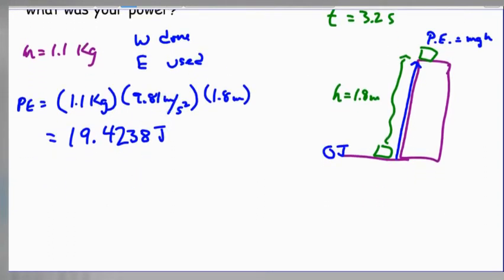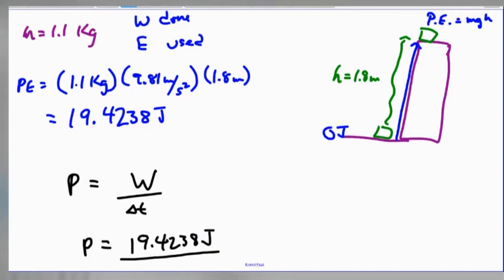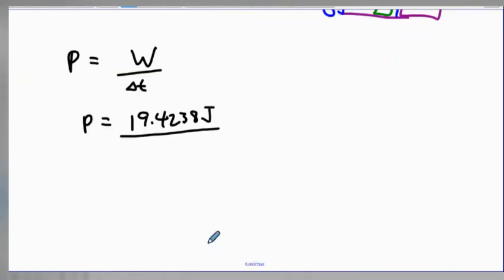So now I know that the power is the work divided by the time it took to do the job. That's not so bad. So the power is going to be 19.4238 joules divided by the time, and the time in this example was 3.2 seconds. So we know that the power used to move that book was 6.07 watts.